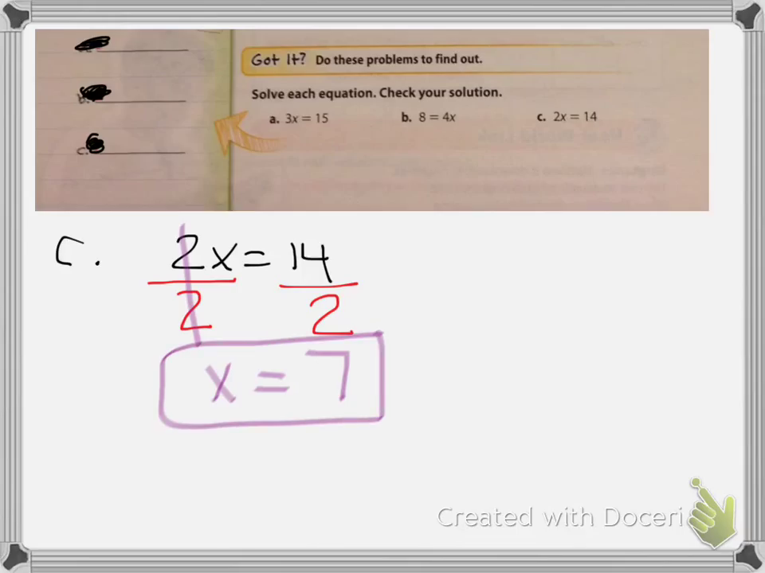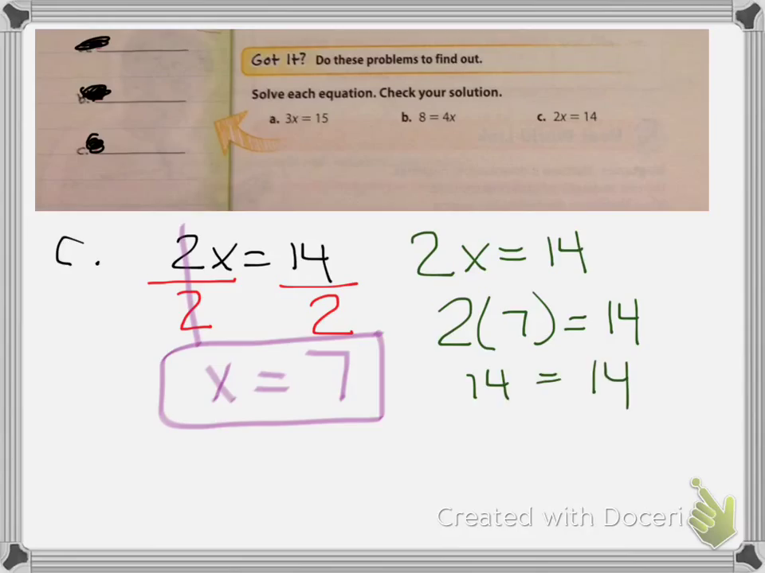Then off to the side, I'm going to go ahead and start my check, which again starts with the original equation, 2x equals 14. Then you're going to plug in your answer, 2 times 7 equals 14. And then you will find out that 14 is in fact equal to 14, and that is correct.